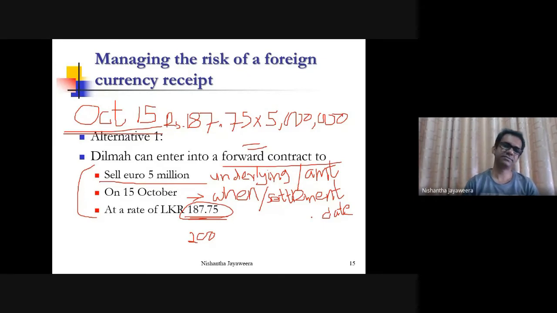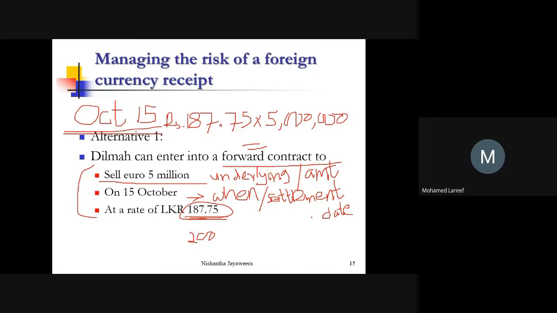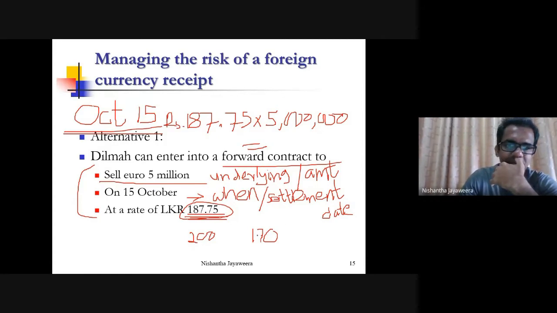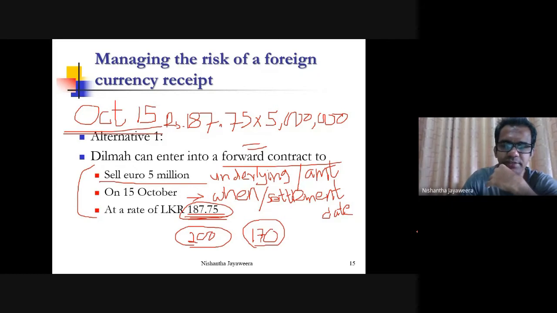What's the advantage here? If the rupee has appreciated, that means the exchange rate is somewhere around 170 or something like that, still you get this rate. So while you are protecting your downside risk, you give up your upside potential as well. That's the trade-off in a forward contract.